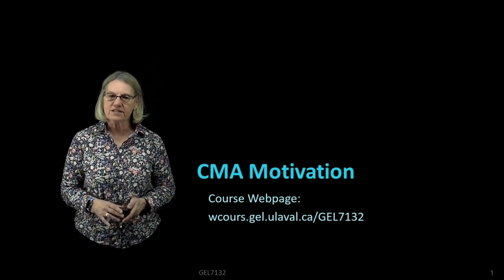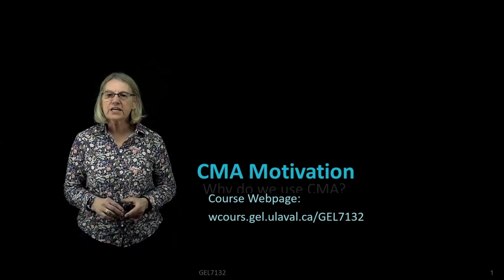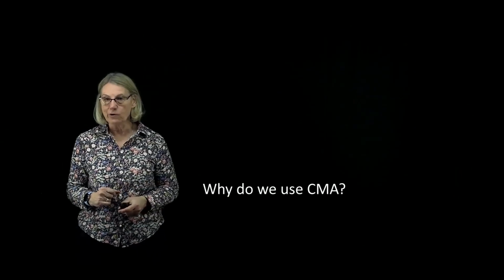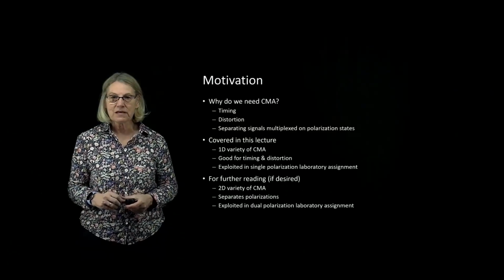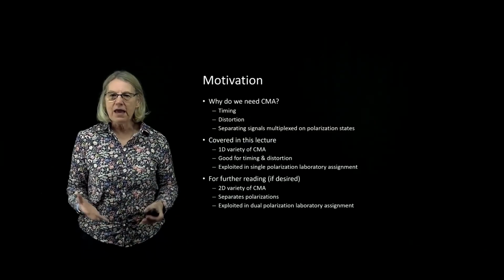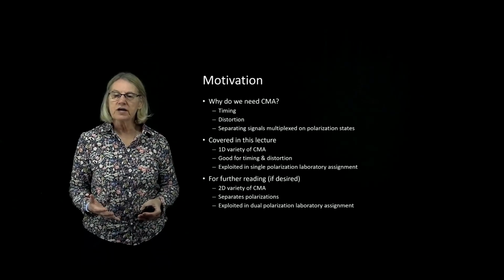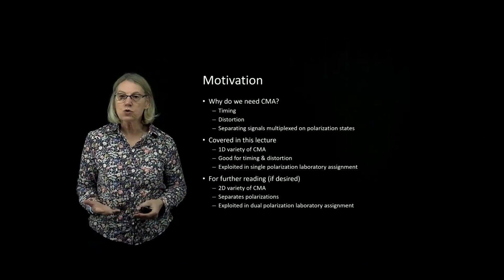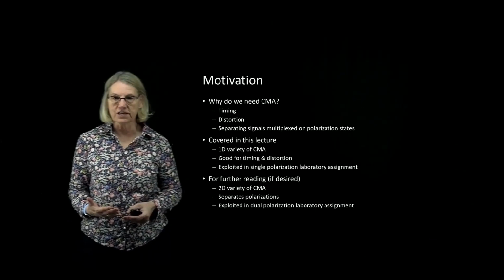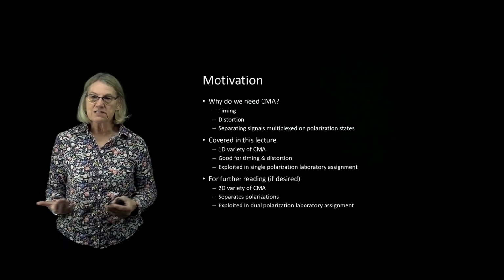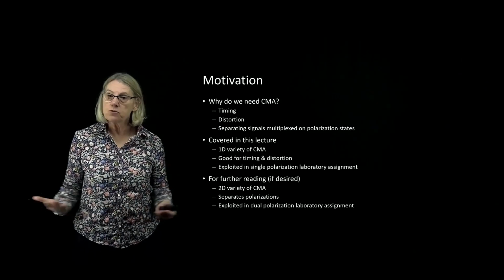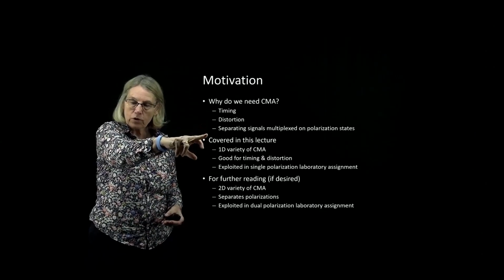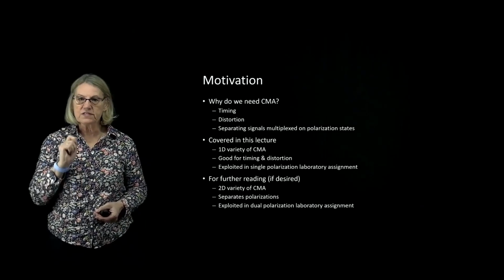This lecture is about the constant modulus algorithm, and in particular, I'll be talking about the motivation. Why is it that we use CMA, or the constant modulus algorithm? We need CMA for a few reasons. One of them would be to recover timing of our signal. Another would be to eliminate or reduce distortion that was introduced in our signal. And we would also be using CMA in order to separate multiplexed signals on different polarization states. So you can see that these are very important functions that we can get with the CMA.